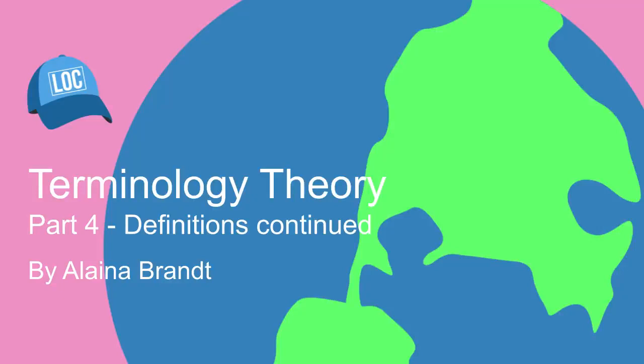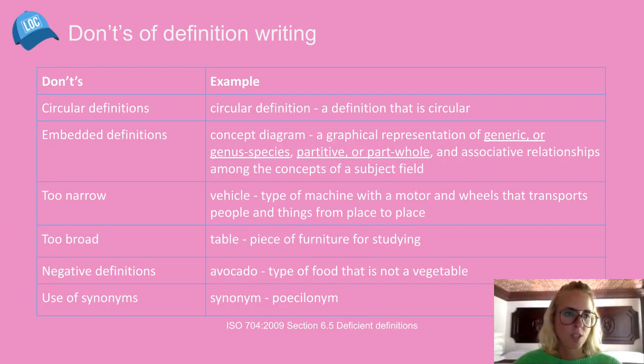Here are some don'ts of definition writing from section 6.5, deficient definitions of ISO 704. One don't, circular definitions. A circular definition is when a word from the designation is used in the definition, i.e. circular definition, a definition that is circular. Embedded definitions. Embedded definitions is when you define a second set of concepts within a definition.